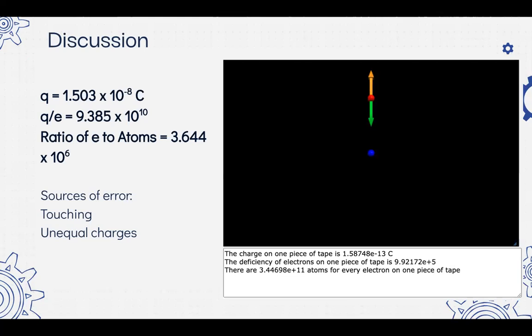atoms. So with this predicted data, it differed a little bit from my experimental results, but it still produced pretty similar results. And the sources of error in this could be from me touching the tape accidentally and neutralizing it, or it could be from unequal charges, because with the previous equation, we assumed that Q1 and Q2 would be equal. However, they may not have had the same charge, and this could be an error.